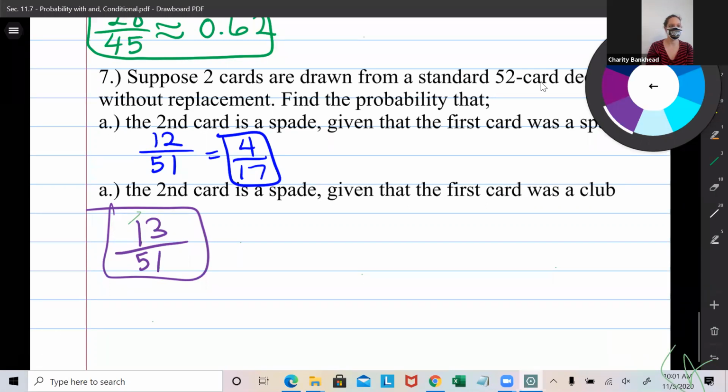What we just did is 11.7. We're going to do 8 and 9 for the next quiz. 11.7, 8, and 9.